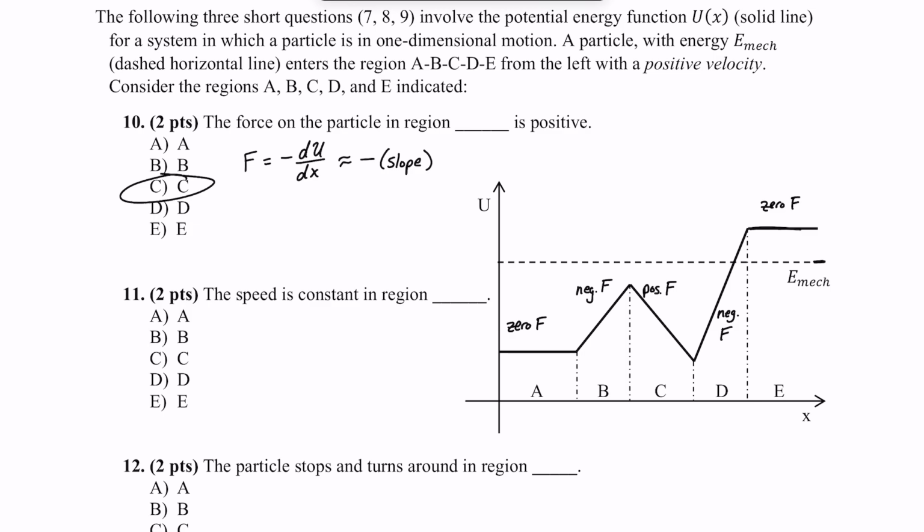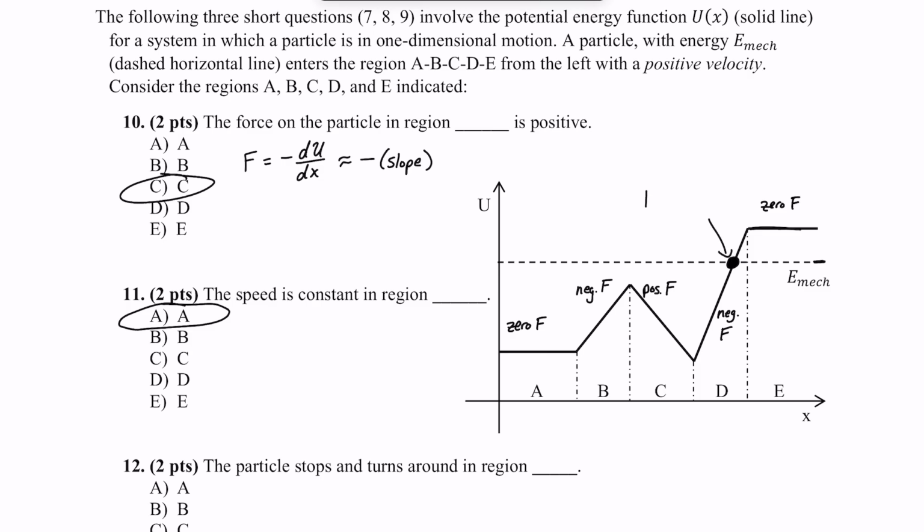For the next question, we're asked, in which region is the speed constant? Well, to keep the speed constant, there must be no force acting on the object, otherwise it'd accelerate. And so we already found that region A has 0 force. One confusion might be, how did we know the answer was A versus E? And the reason is actually because of the answer for problem 12. Problem 12 asks, at which point does the object stop and turn around? That occurs when the total mechanical energy line intersects our potential energy curve.